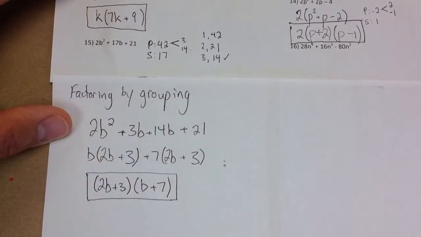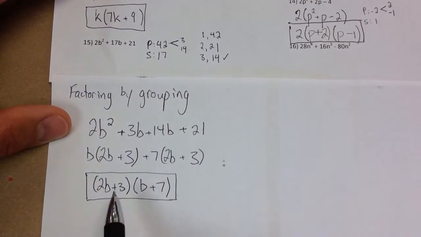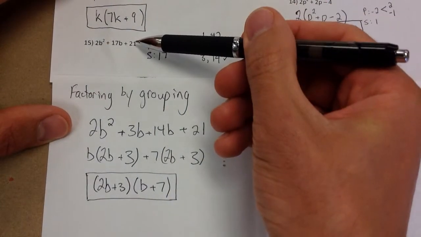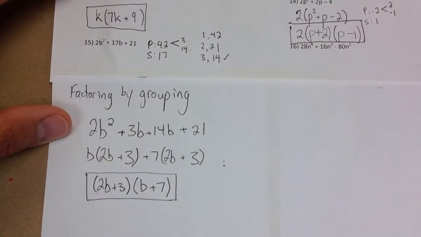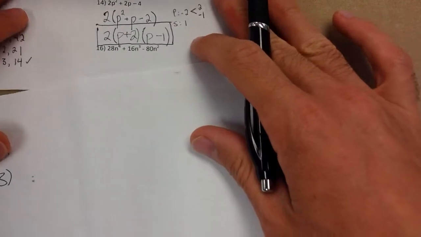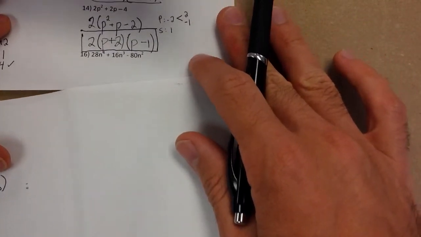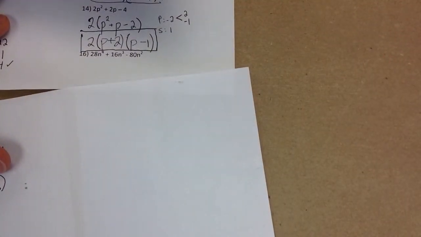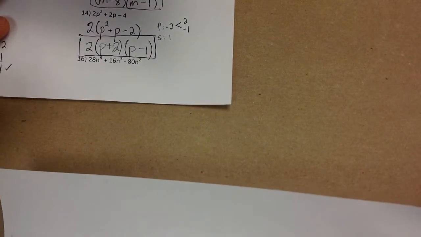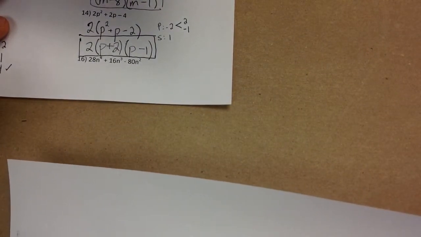That's it. And you can check your work by foiling or multiplying these two binomials, and you should end up with this, because factoring is undoing multiplication. In number 16, you might say, I'm not sure what to do here. This is not a quadratic expression. Well, watch what happens. Remember, we always try to do GCF first.